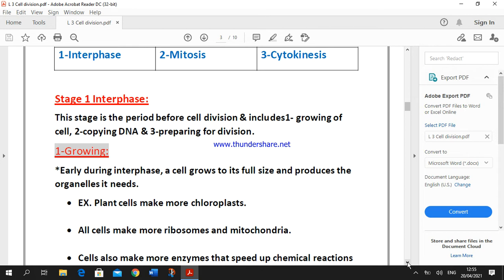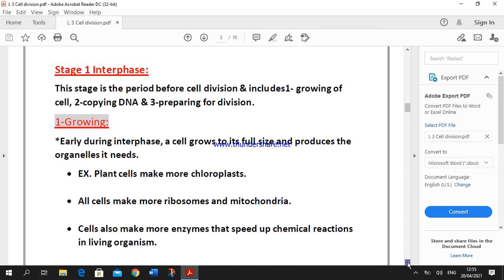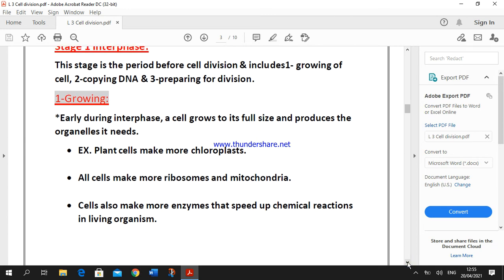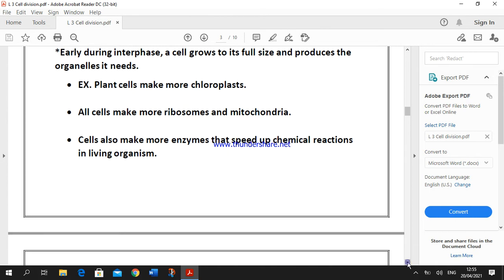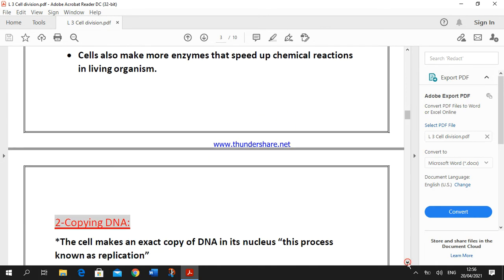Early during the interphase, the cell grows to its full size, okay? And it produces the organelles that it needs, like plant cells make more chloroplasts that are needed in the photosynthesis process. All cells, whether plant or animal, make more ribosomes and mitochondria, and cells also make more enzymes that speed up the chemical reactions in living organisms' bodies.